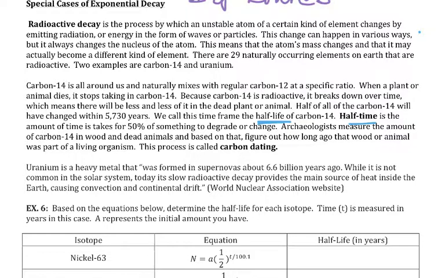They can figure out how long ago that wood was part of a piece of plant or that animal was a living organism. The process of figuring out how long ago that thing existed is called carbon dating.